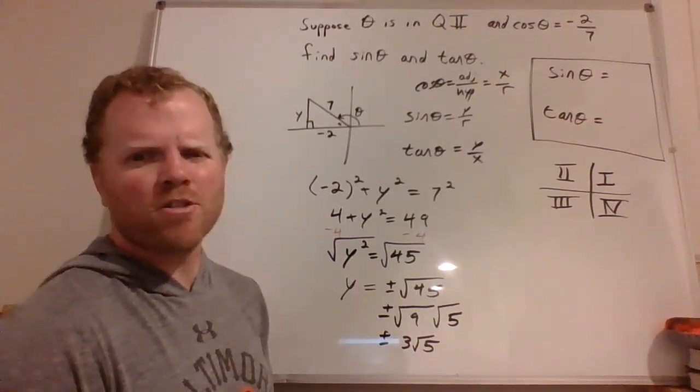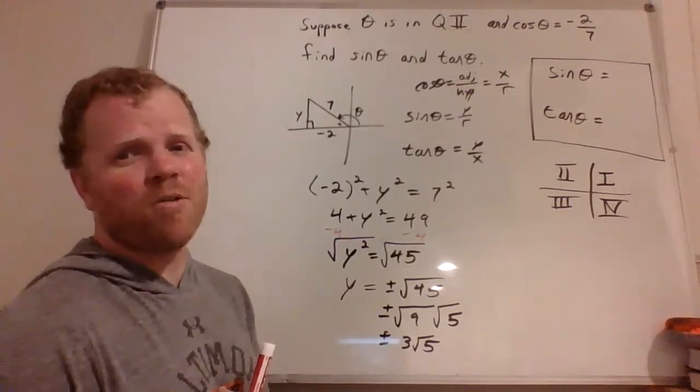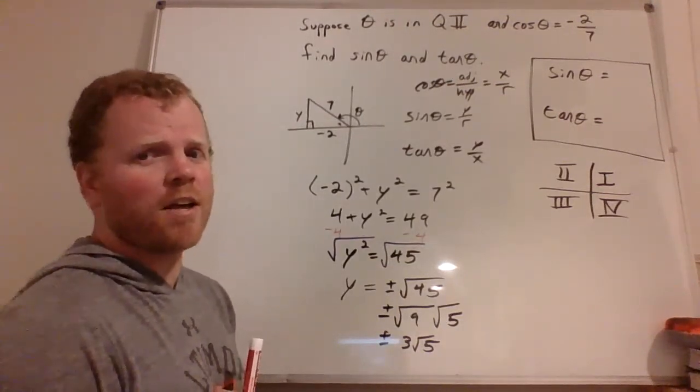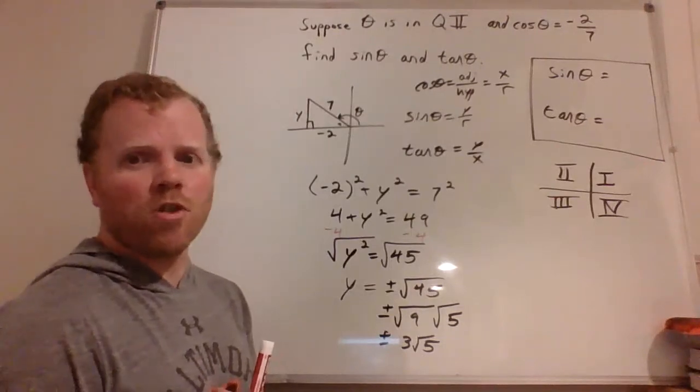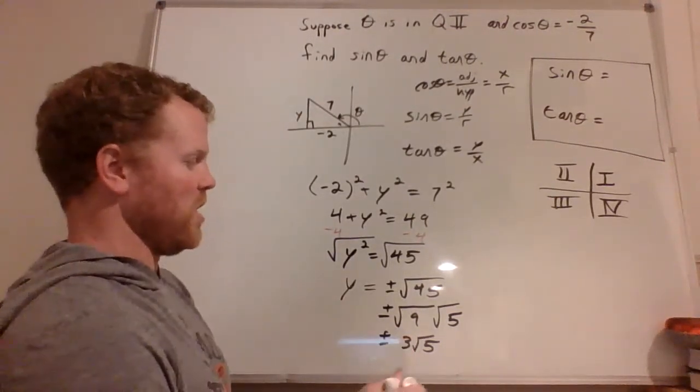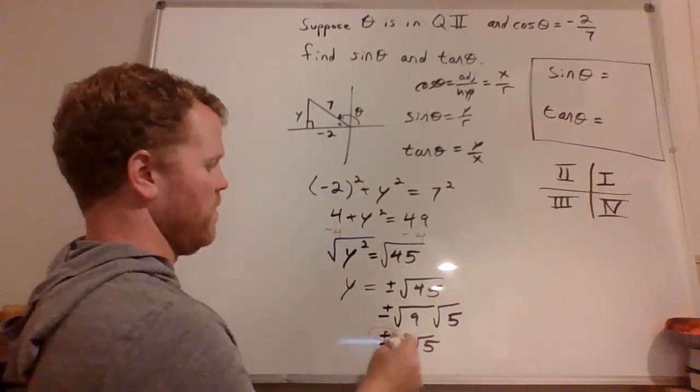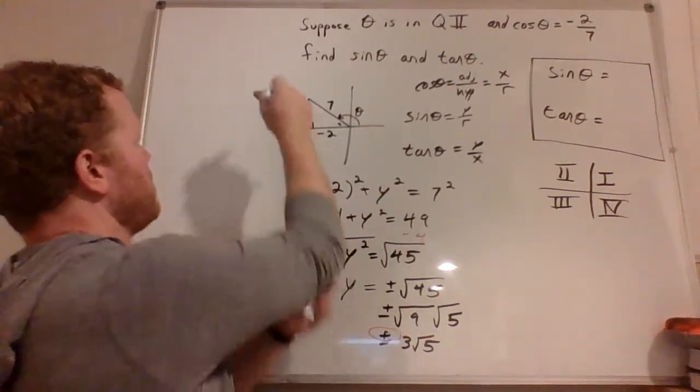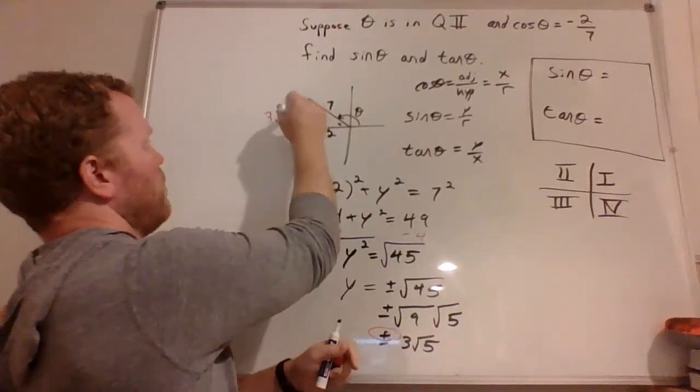Secondly, the whole plus or minus issue. You should be able to tell whether the answer is supposed to be positive or negative based on whether the thing you're looking for is up or down. And the side you're looking for is up, so in this case it actually is the plus. So this side should have been 3√5.